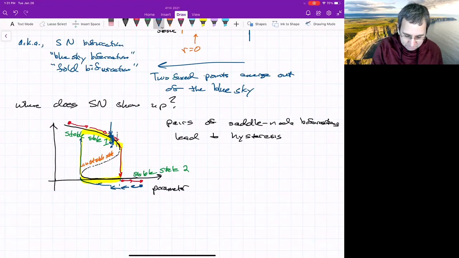Because if I'm right here, and I get kicked large enough, then I go on the other side of that unstable point, and now I'm in the basin of attraction of this other state. There might be an undesired stable state.